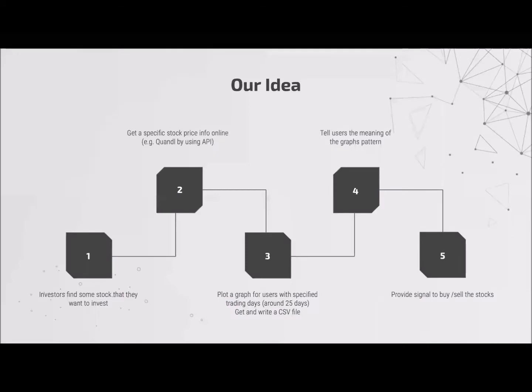This is the flow for the user to use our program. Firstly, the investor can find some stock that they want to invest in. The program can get the specific stock price information by using Condo. The program can plot a graph for users with specific trading days, which is around 25 days, by getting and writing a CSV file. The program can tell the user the meaning of the growth pattern, so we can provide the signal for the investor to buy or sell the stock.